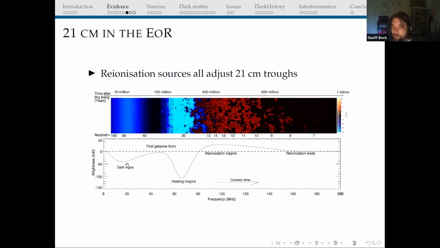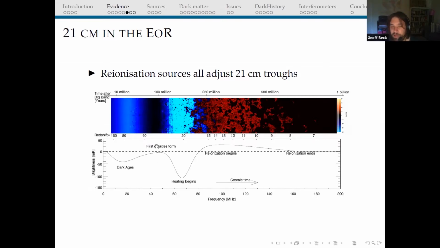And in the dark ages, we have a trough here where our temperature is below the temperature of the CMB. And that's because the density is high enough for the collisional coupling to dominate here. As we progress later on, the collisional coupling becomes less effective because the gas is less dense. So the CMB starts to win and we head towards no distortion at all.